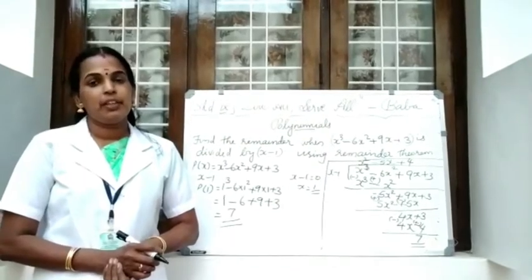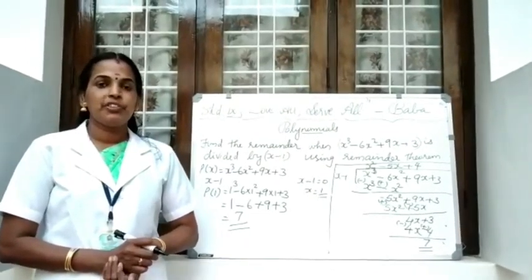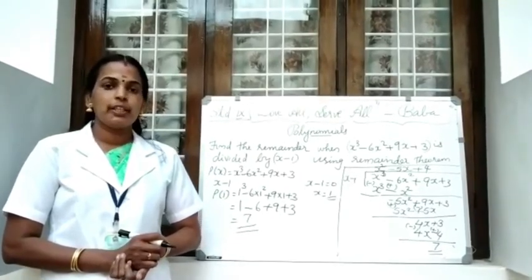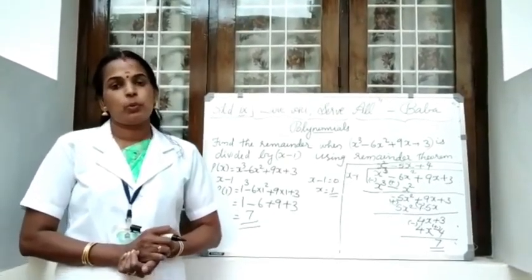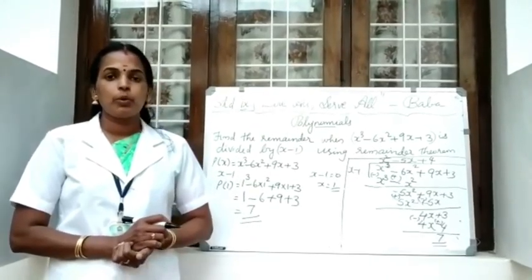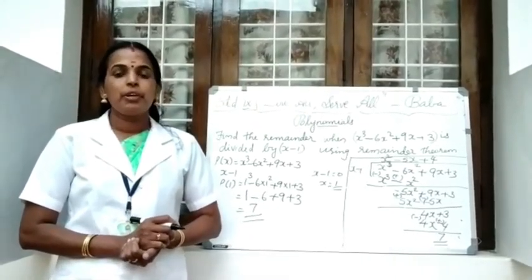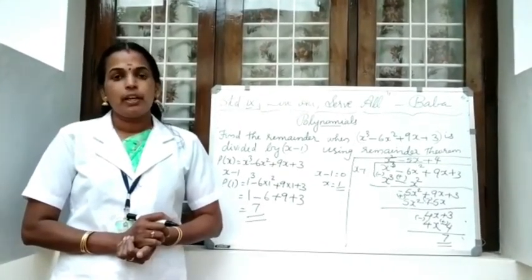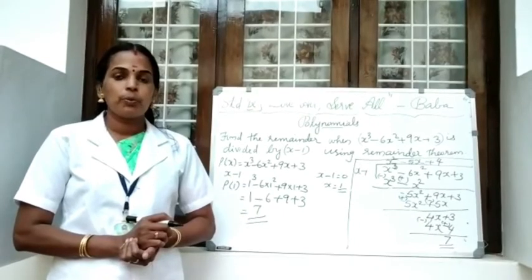Children, today we have learned the value of a polynomial, zeros of a polynomial, checking and finding zeros of a polynomial, and then the remainder theorem. Then using the remainder theorem, how to find the remainder if a polynomial is divided by a linear polynomial. I think all of you understood all portions well.